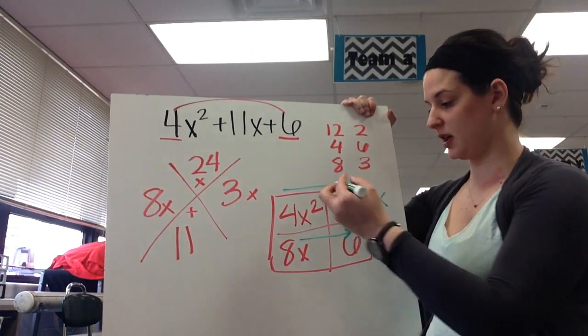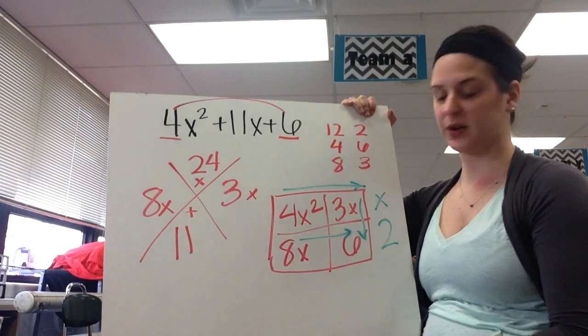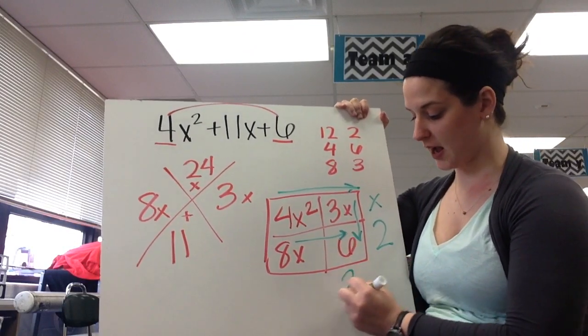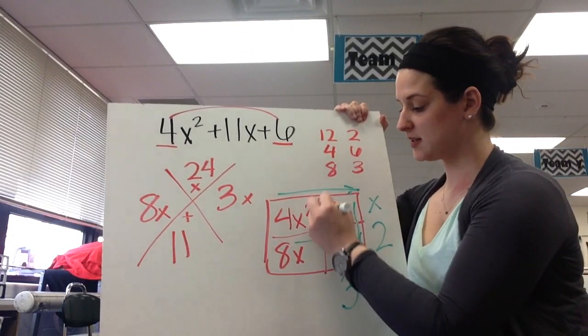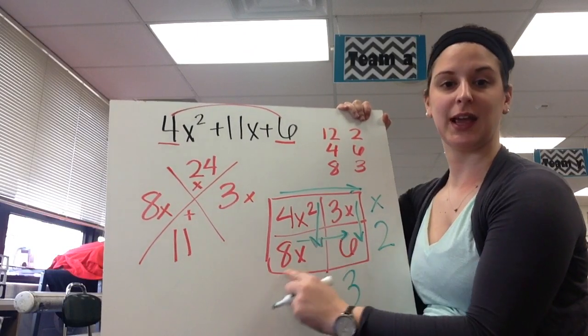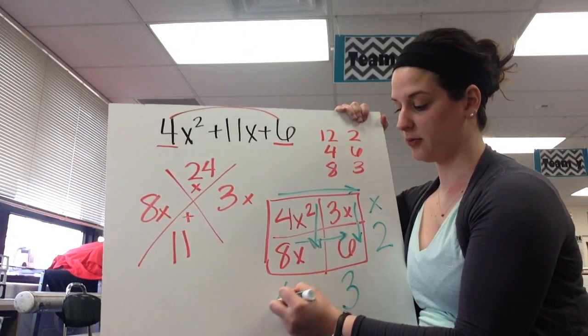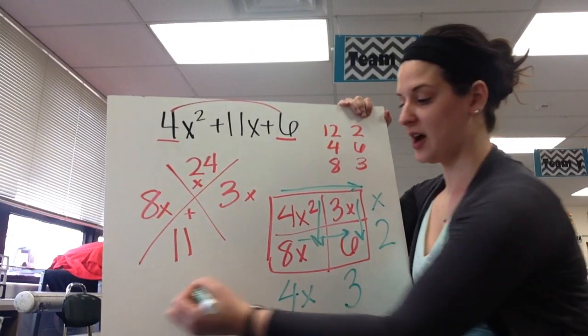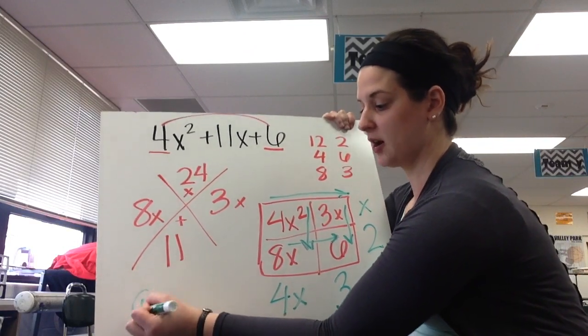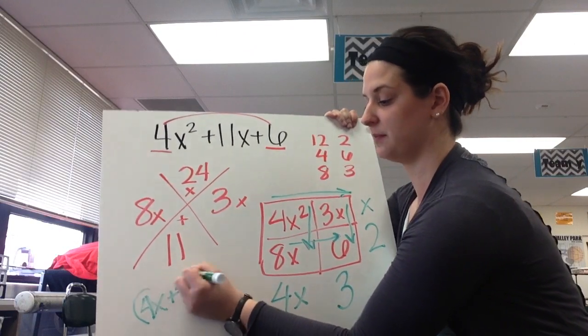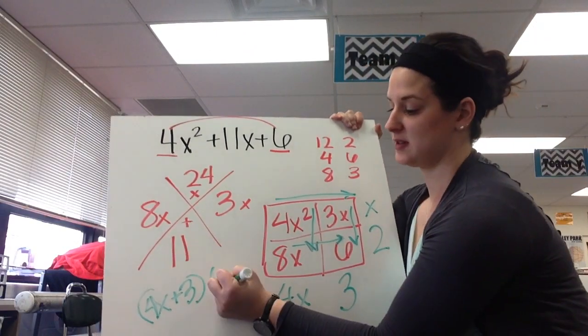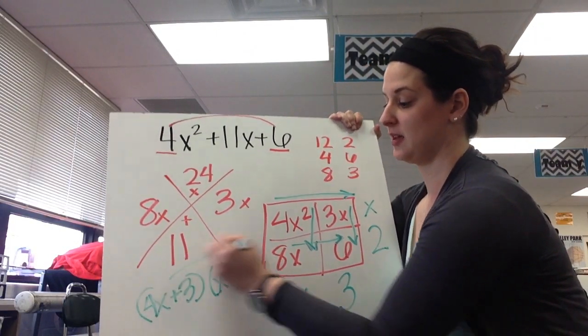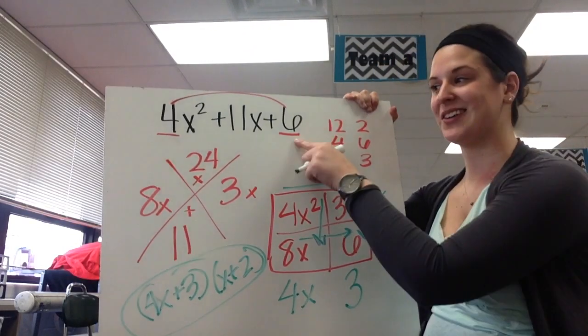Now we're going to go vertically. What can I take out of a 3x and a 6? I could take a 3 out. And what can I take out of 4x squared and 8x? Well, the most I can take out is a 4x. These are my two binomials that we factor out. We have 4x plus 3 and x plus 2. If you FOIL it out, you'll get our original answer.